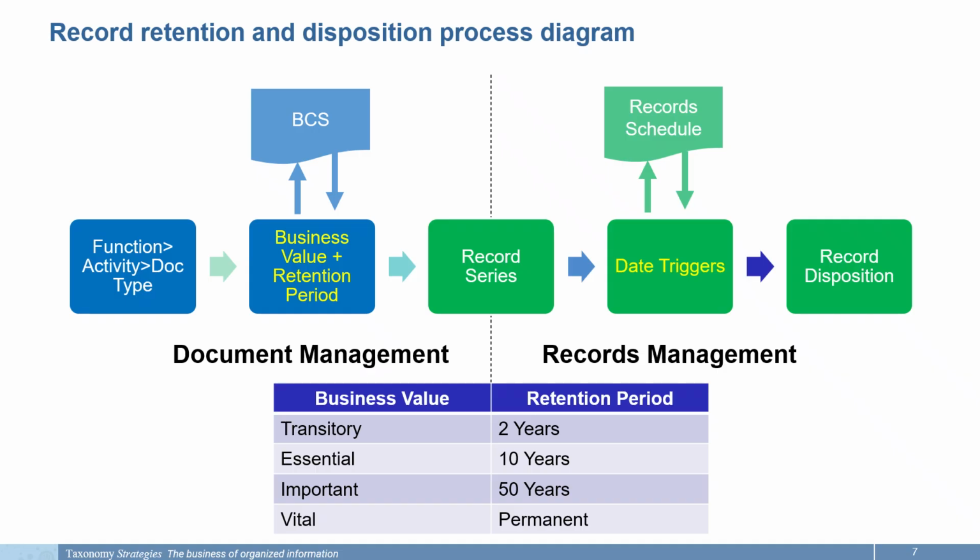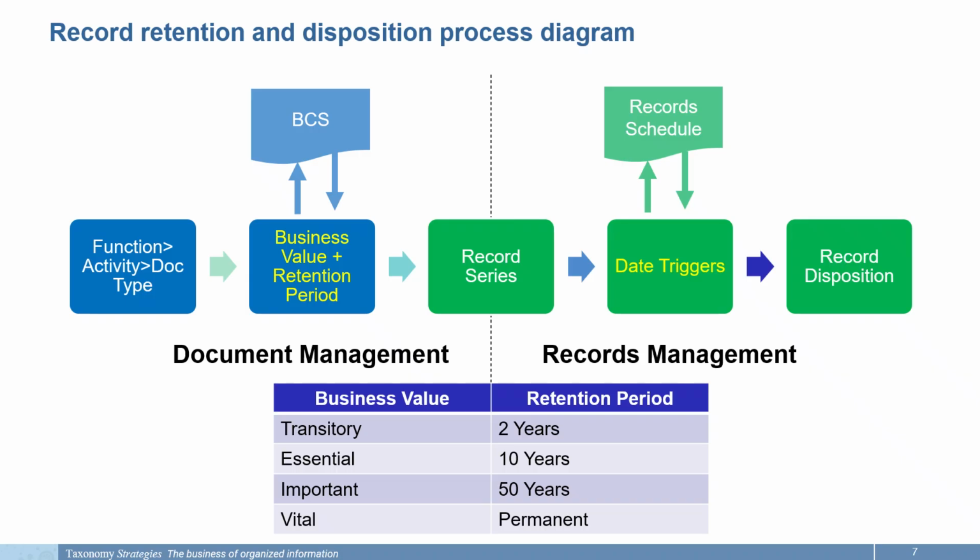Classifying documents with the Business Classification Schema enables compliance with records management policy for retention and disposition of records. Each business process activity in the Business Classification Schema constitutes a record series. A record series is a group of related records that can be disposed of together.